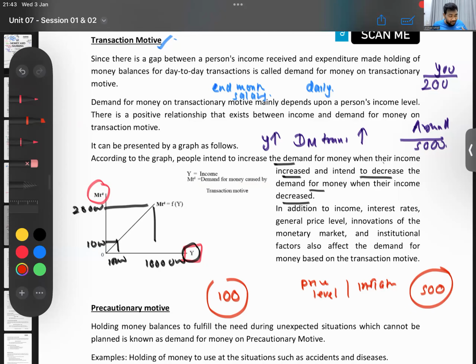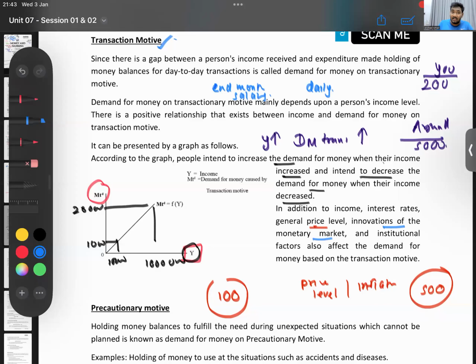So the main determinant of the demand for money is income. With more income, you will demand more money for your transactions. But that is not the only determinant. Apart from that, prices will affect it. When prices increase, people will demand more money. Earlier you only had 100 rupees in your purse, so your demand for money was only 100 rupees. Now you're demanding 500 rupees. Why? Because prices are expensive now. If you take 100 rupees now, you would have to walk to university.